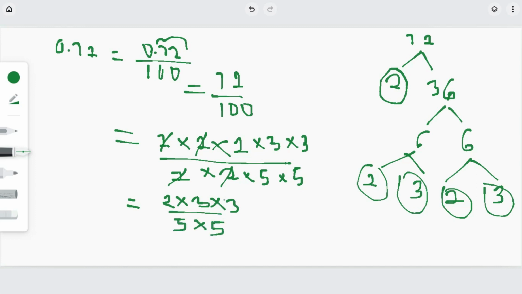So 2 times 3 is 6. 6 times 3 is 18. So we have 18 over 25, because 5 times 5 is 25. Now whenever you are asked to change a decimal like 0.72 to a fraction, the answer will be 18 over 25. You can't leave your answer if it is not in the lowest term. So now we see that 18 over 25 is the lowest term. So that's the answer, and that's it. I think that's the end of the second exercise.